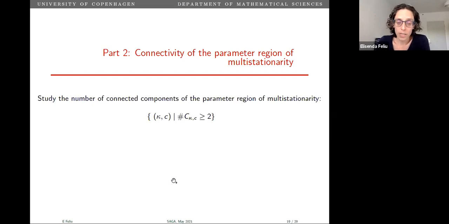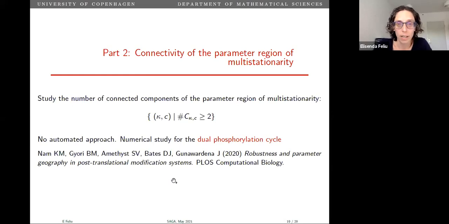And well, as I said, I posed the question to several people. The only paper I'm aware of where they studied this for reaction networks is a very recent paper, where you can see here there is Dan Bates. The research was not that recent, but maybe it took time to wrap up the results. They use some tools from homotopy continuation, numerical algebraic geometry, to study whether the parameter region for that dual phosphorylation cycle I showed you before is connected or not. And they conclude that it seems that it is connected, right? So that's the only result I'm aware of.